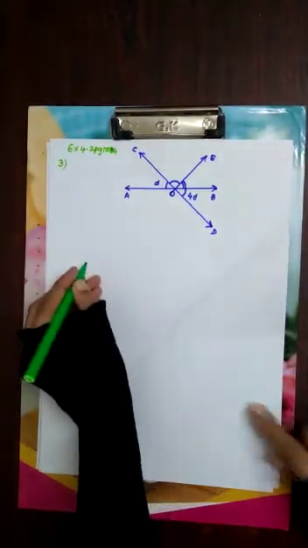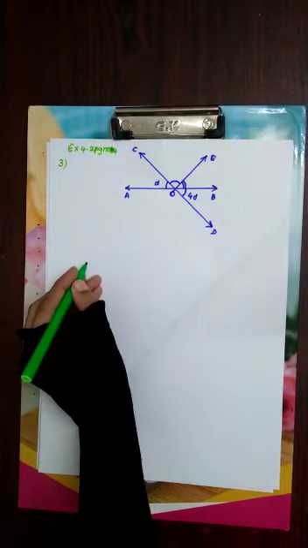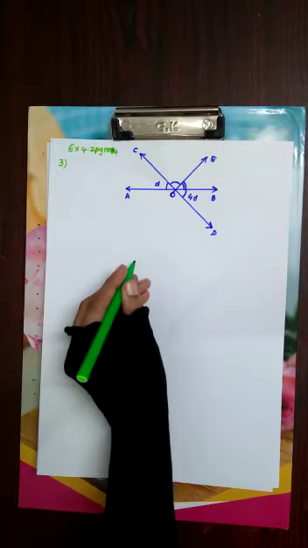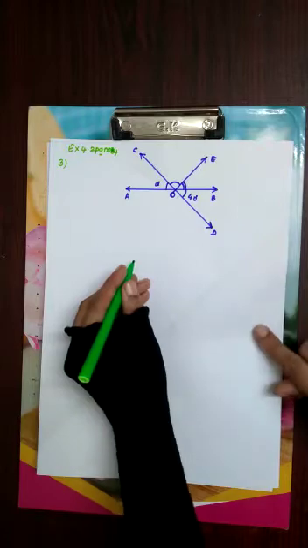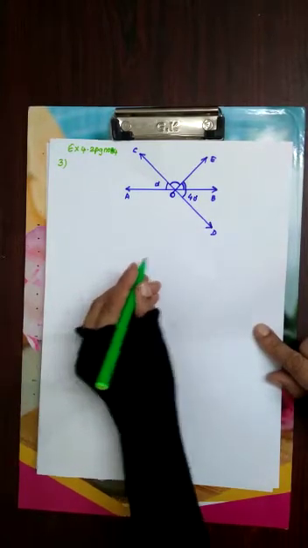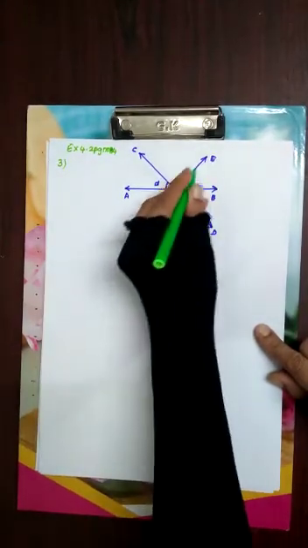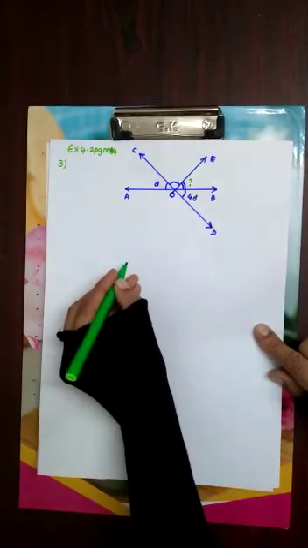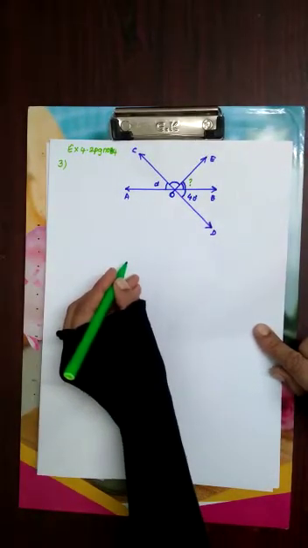The third sum. In the given figure, lines AB and CD intersect at O. If angle AOC plus angle BOE is equal to 70 degrees and angle BOD is equal to 40 degrees, find angle BOE and reflex angle COE. Okay, we have to find angle BOE, this one, and we have to find reflex angle COE.